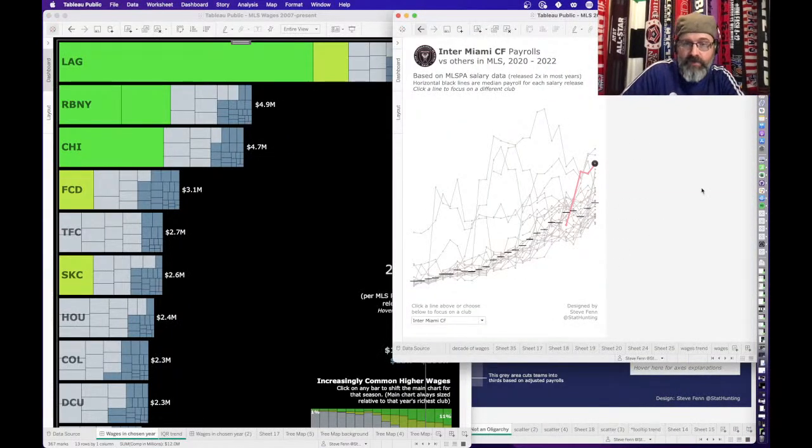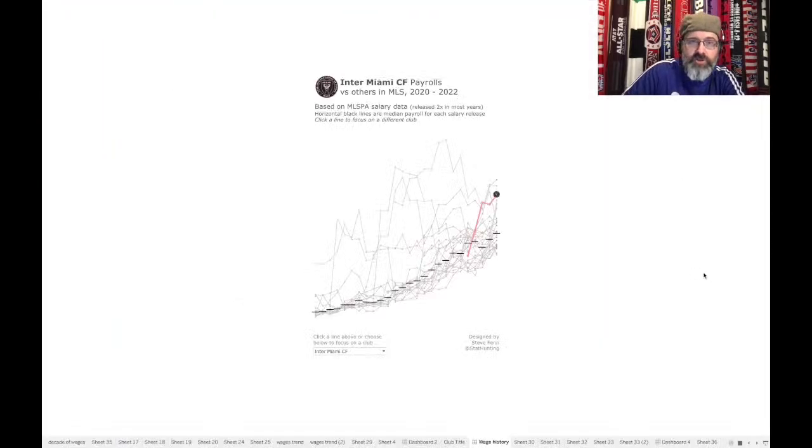Another way I've looked at the evolution of these things is through this view, where you can choose an individual team. They get a colored line chart with their logo on the end, and everybody else is in gray. Miami came in, started spending pretty quickly. They really haven't gotten good results from it.